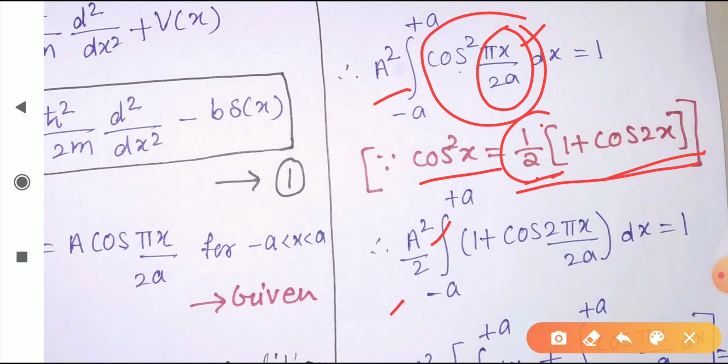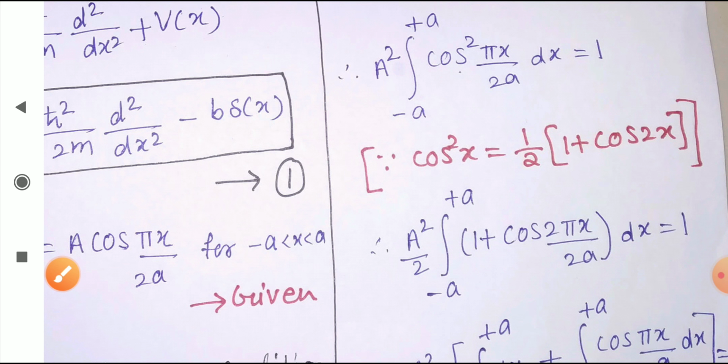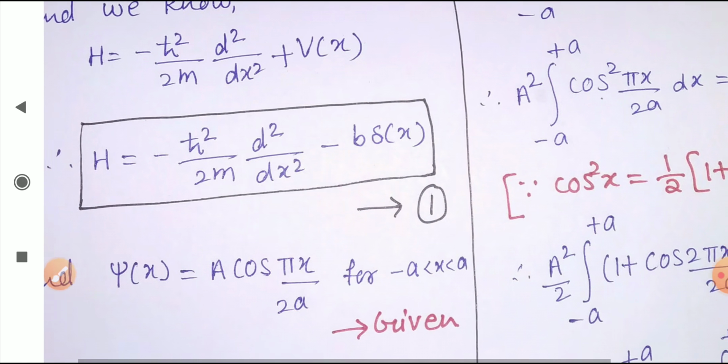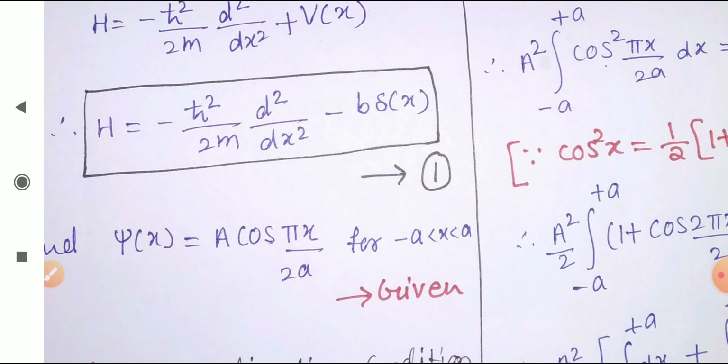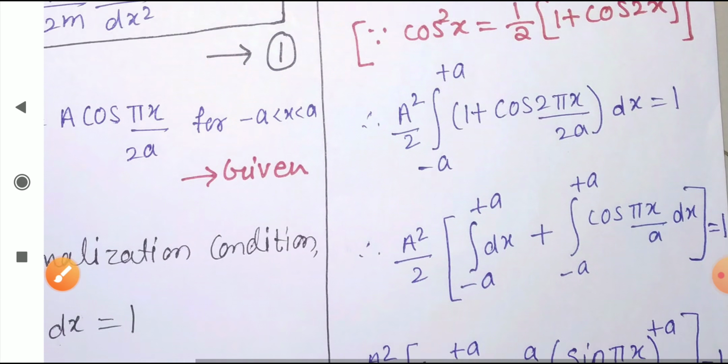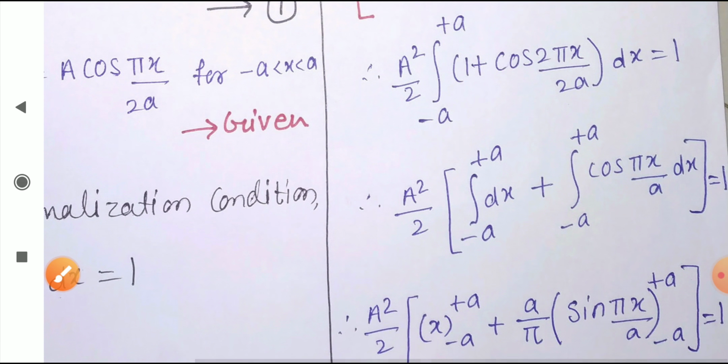Then integration is from minus a to plus a, which is given in the question, and then what we will get is 1 plus cos 2x. So 1 plus cos 2, what is the x? πx/2a. So we'll write this, and dx equals 1, I will write as it is. I hope this is clear to you. And the integration limit from minus a to plus a is already given in our question, so we'll take that limit. Now we'll solve this integration further.